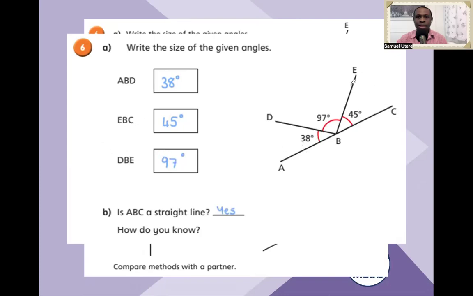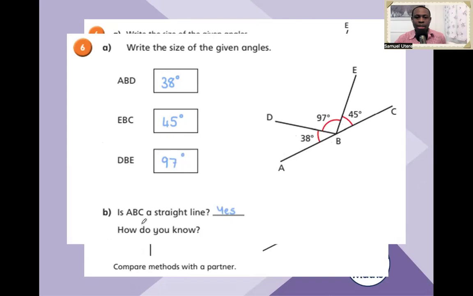EBC. You can see that the angle EBC is holding is 45 degrees. DBE. You can see that the angle DBE is holding is 97 degrees.